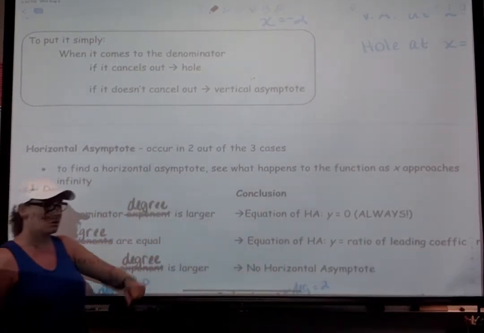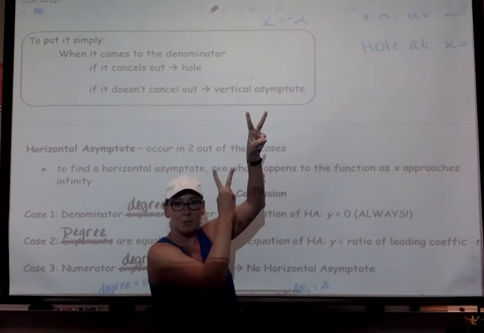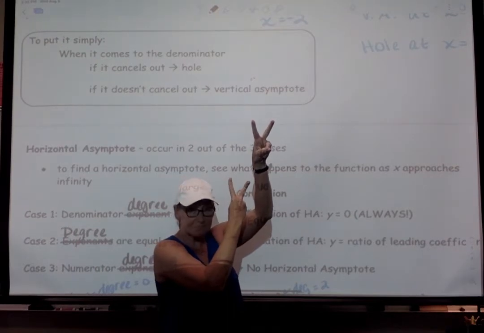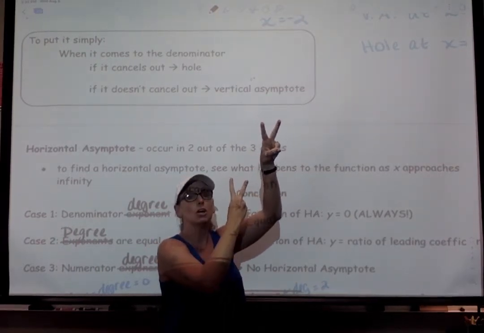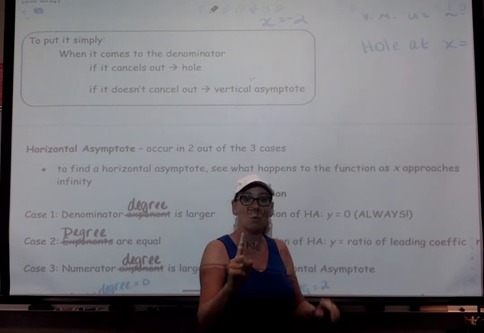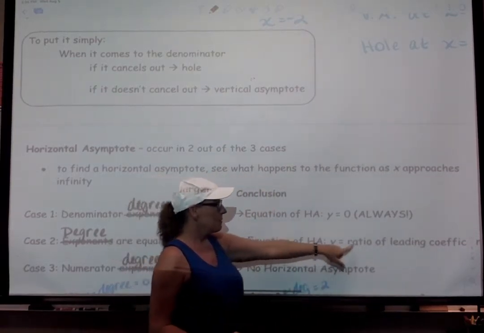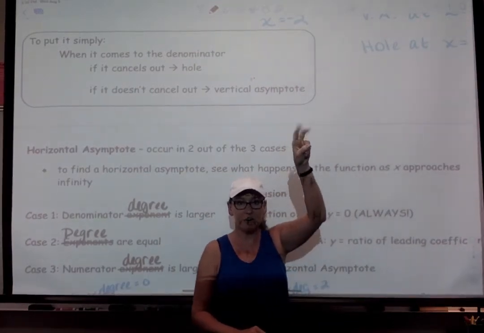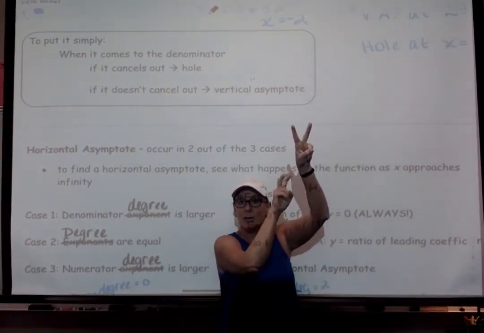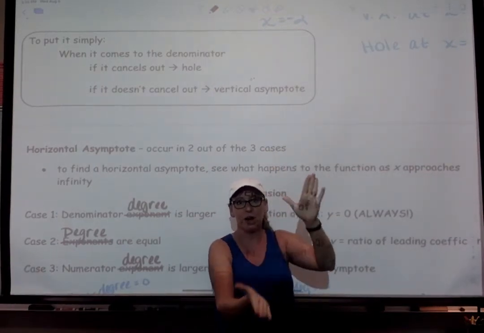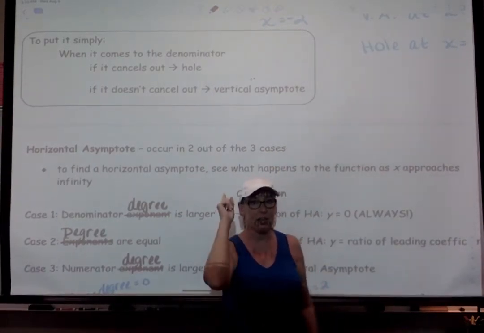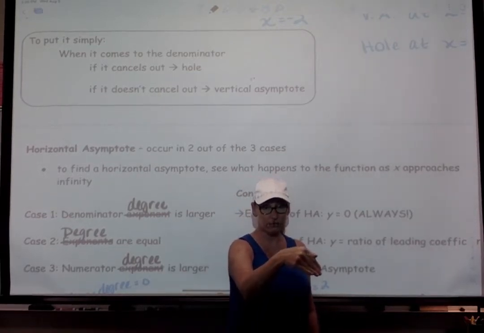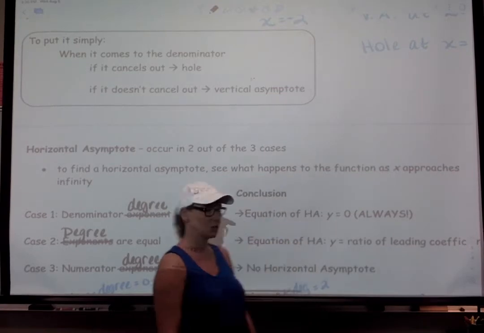What if your degrees are equal? Okay. What if you've got a quadratic on top and a quadratic on the bottom? Degrees are equal. There's going to be a horizontal asymptote. Your function will level off. Where? Make a fraction out of your leading coefficients. So get your leading coefficient from the numerator, get your leading coefficient from the denominator, make a fraction out of them. And say, my horizontal asymptote is going to be at y equals that fraction. Okay, let's try some.